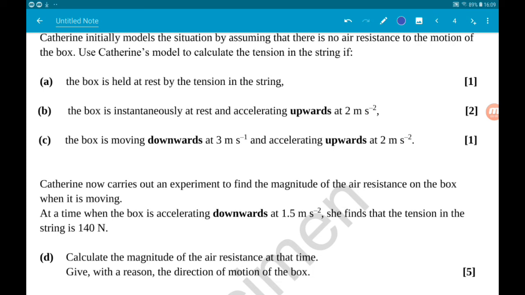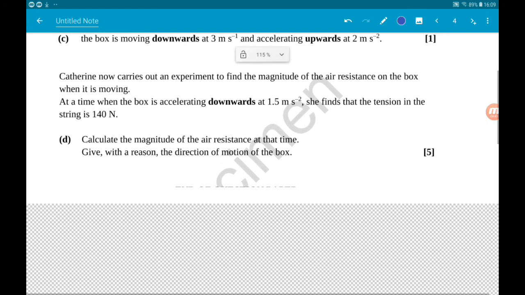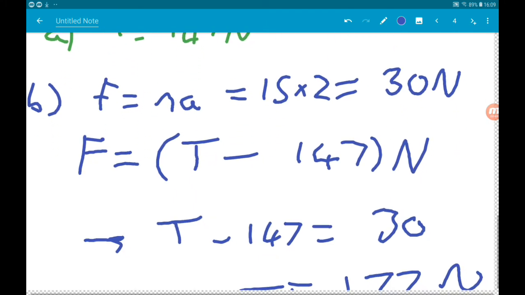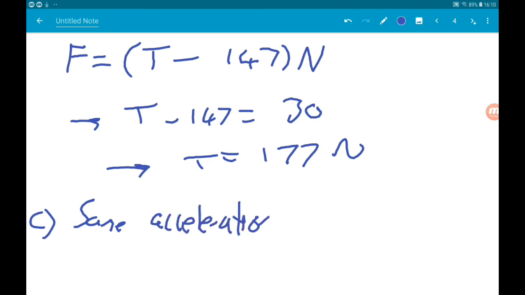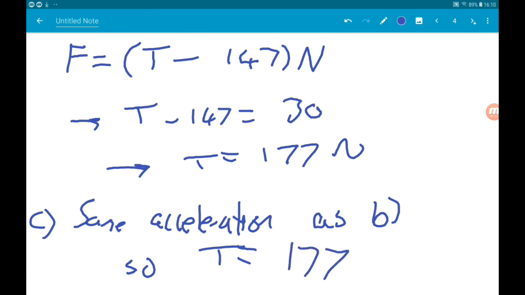Cool. And part C wants us to calculate the tension if the box is moving downwards at 3 meters per second and accelerating upwards at 2 meters per second squared. With these two questions, part B and part C, they've tried to trick us a bit by putting velocities in. Force doesn't care about velocity. Force only cares about acceleration. So, given that we've got the same acceleration as part B, the force is the same. So T is 177 newtons again.